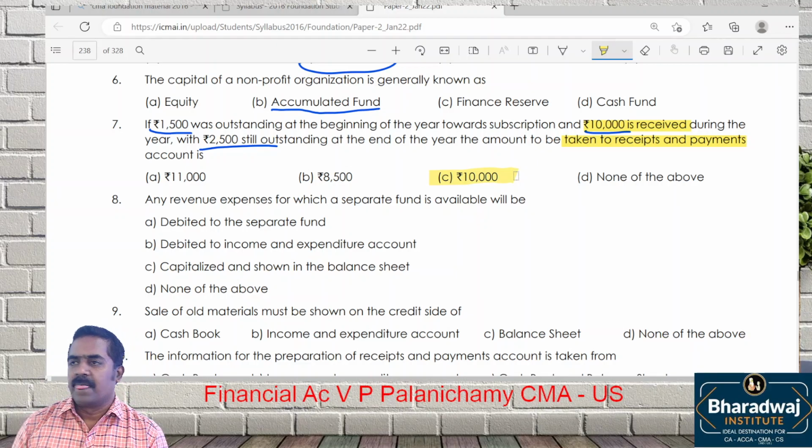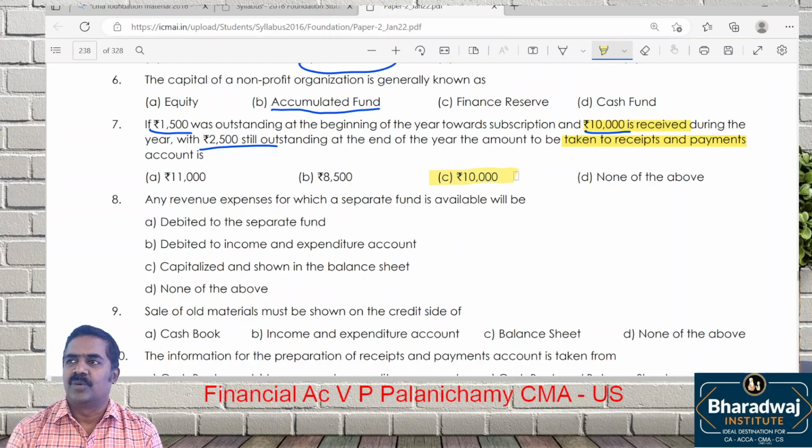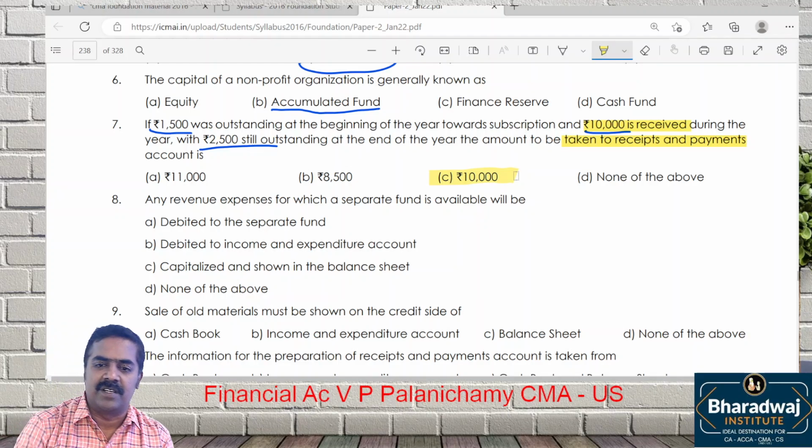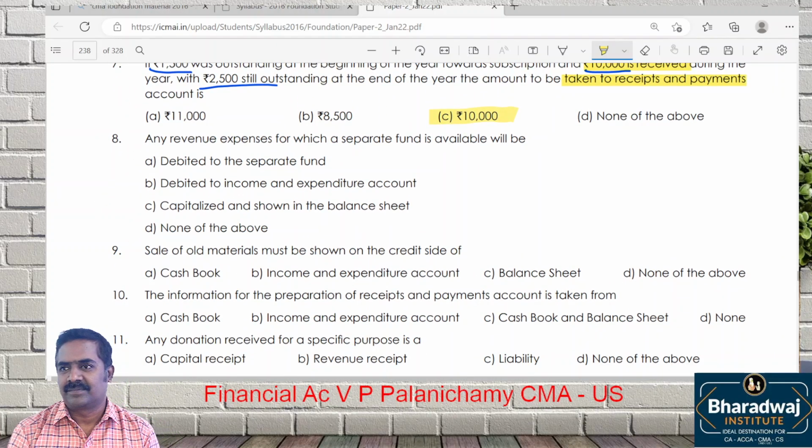They are asking you to find out income or receipt. Look at the question: have they asked how much we have received or how much income we have earned? Do they ask you to work out for income and expenditure account or receipts and payments account? In receipts and payments account, what is recorded? Only actual receipts are recorded. What is actually received? 10,000. They have given the answer in the question itself. 10,000.